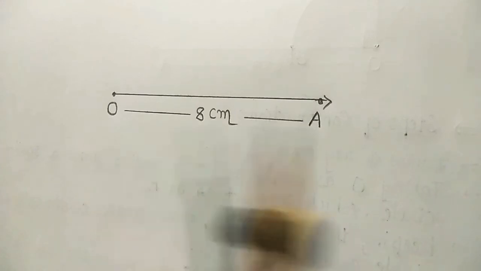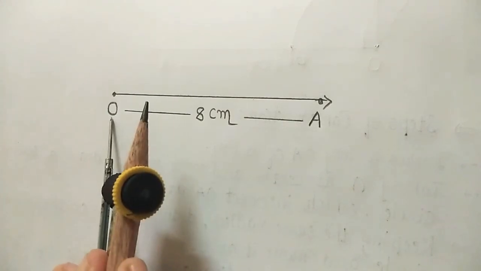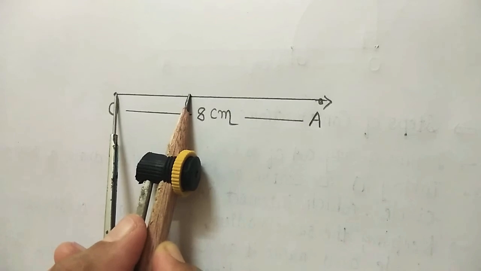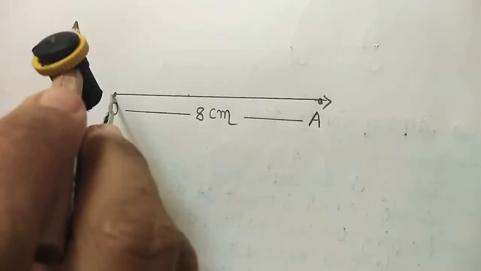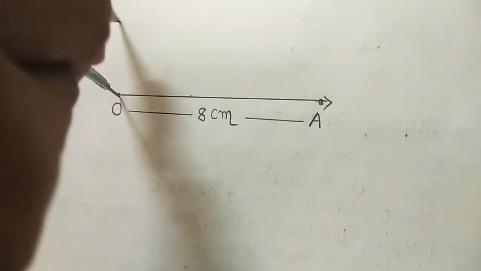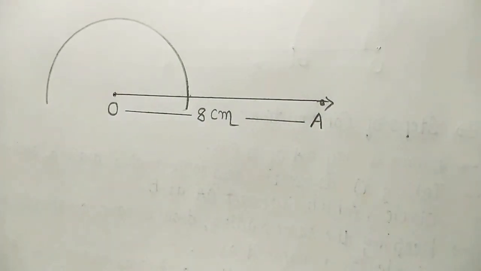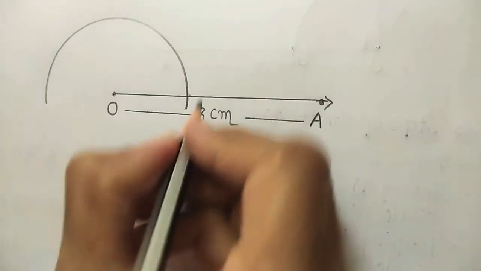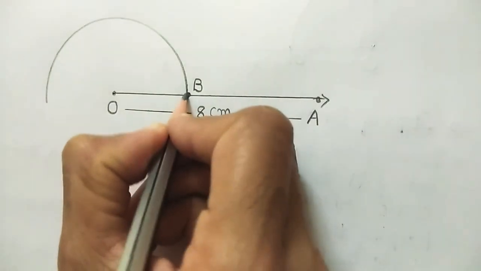Draw a ray OA of 8 centimeter. Again, we will follow all the steps which we followed to draw a 90 degree angle. So, taking O as center and with some radius, I have taken this much radius. Taking O as center, we will draw a semicircle arc which intersects the ray OA. So here it has intersected and we will name it as B, where it intersects. So this point is the point of intersection.